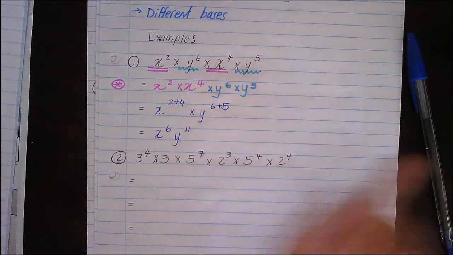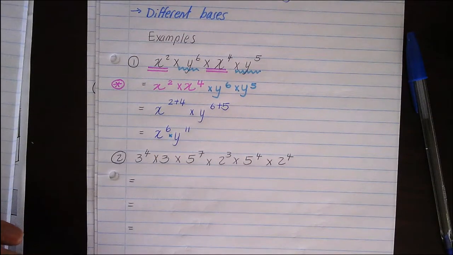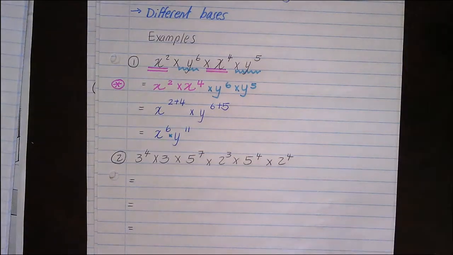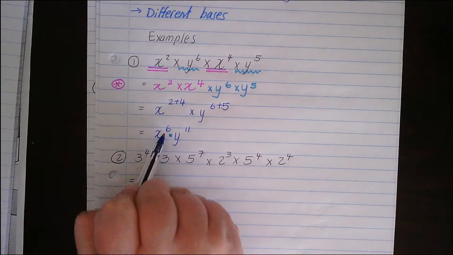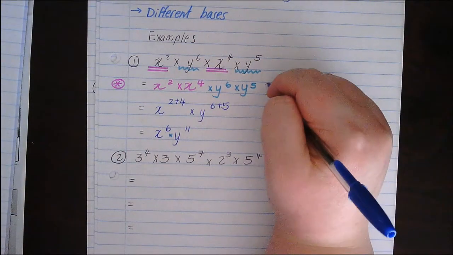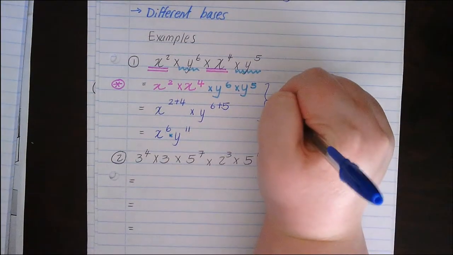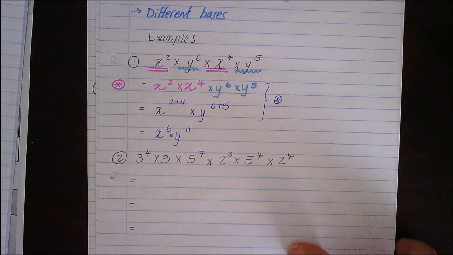You can write the multiply in between, but you really don't have to. So you don't need this step. You can just say, okay, 2 plus 4 gives me 6, 6 plus 5 gives me 11. So you can skip both of these steps. They're unnecessary. I'm just showing you what it looks like.